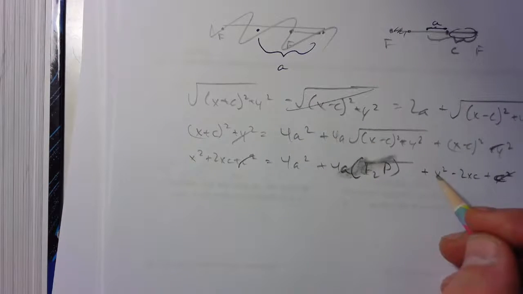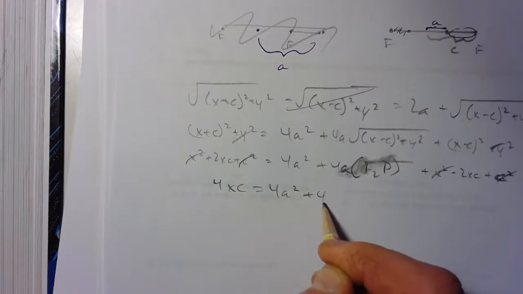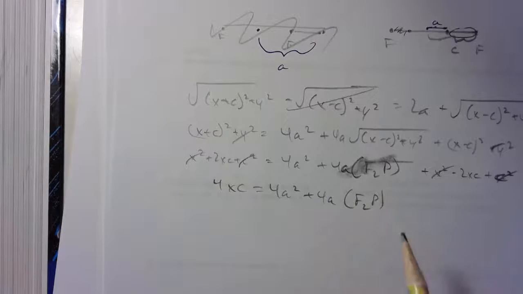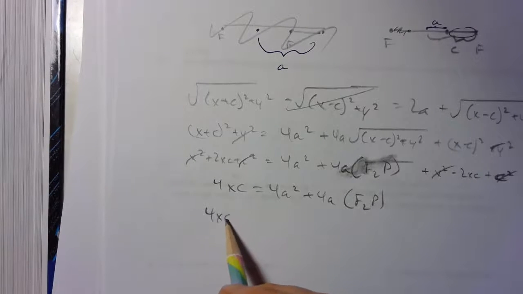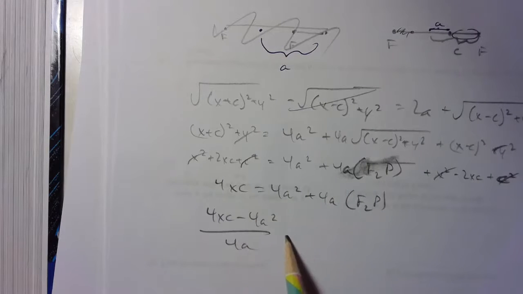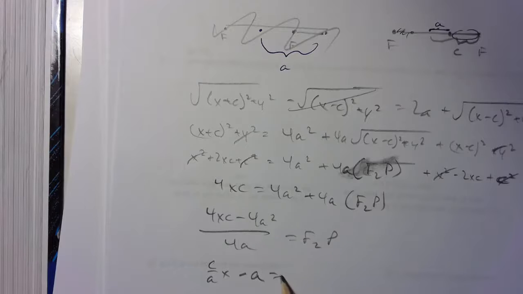The c squareds cancel, the x squared cancels. I move this over. I get 4xc equals 4a squared plus 4a times f2p, the distance from that focus. And then move this over, divide by 4a to get f2p all by itself. I could have left the a there. So I'm left with c over a times x minus a equals f2p, because I'm dividing both sides by a.